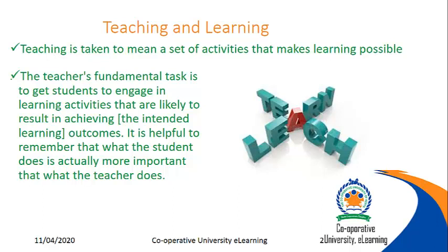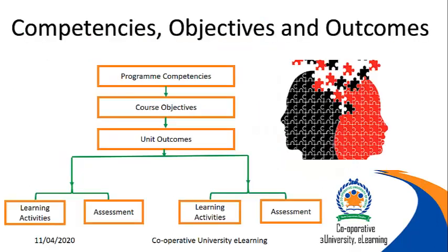So that is creating the link between teaching and learning. So the link between teaching and learning is a set of activities that make learning possible. So it creates that particular link. Now, for learning to be able to take place, we need to define the competencies, the objectives, and the outcomes. Now, let's look at competencies.